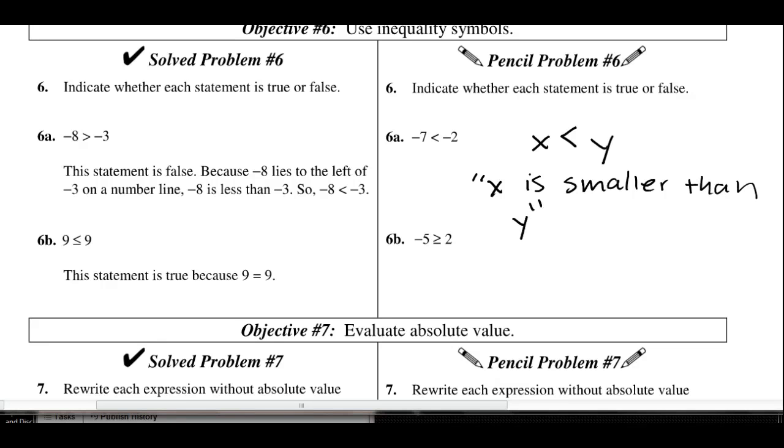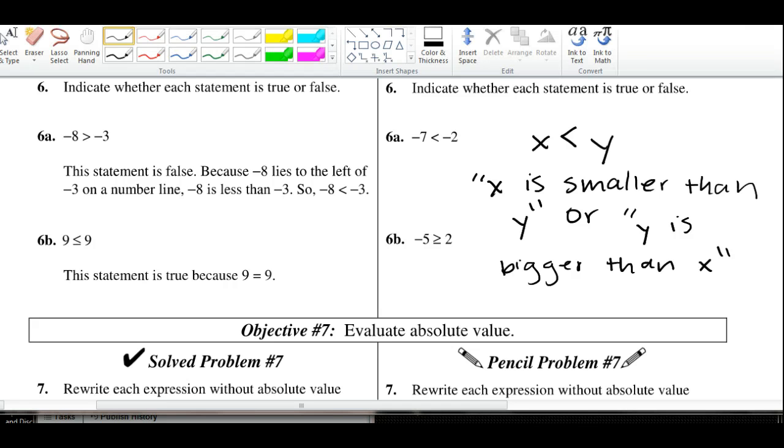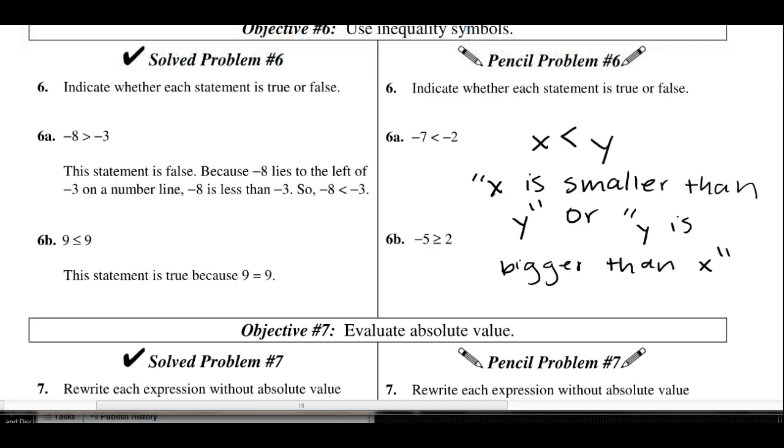Or y is bigger than x. So when I got taught this in grade school, I think my teacher said you want to imagine this as the alligator's mouth, and the alligator always is really hungry, so he wants to eat more, so he opens up toward the bigger number. Okay, so let me go ahead and erase that, and we'll figure out which one of these is true.